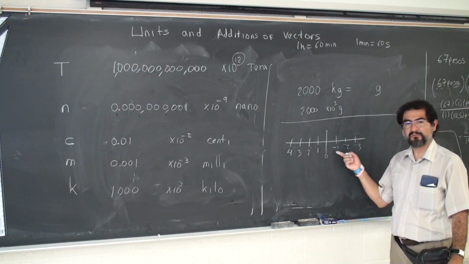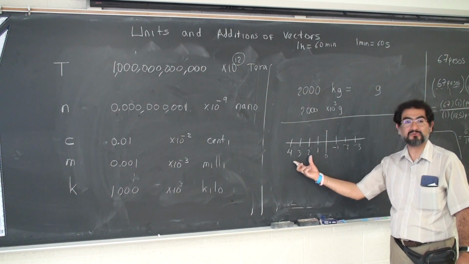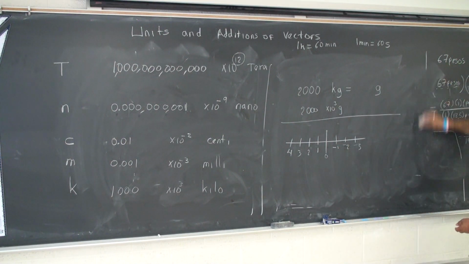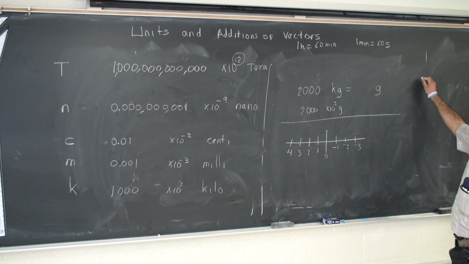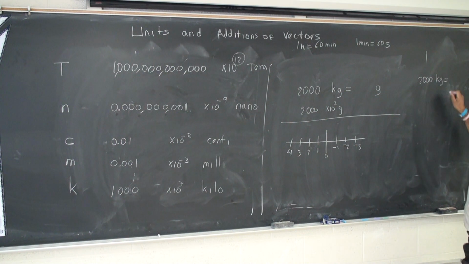Why is it inverse? Because the negatives are to the right and the positives are to the left. Okay, in this technique, suppose that we are going to express that quantity that we have, 2,000 kilograms, in milligrams. What do we need to do?